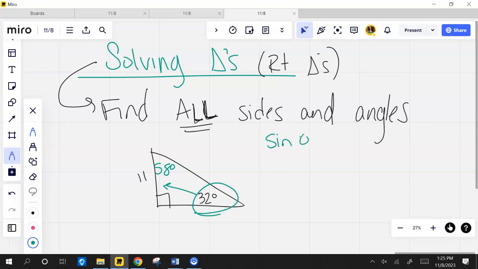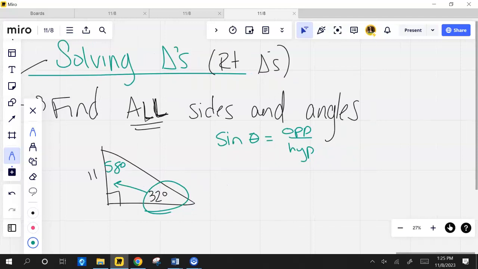Sine of theta is opposite over hypotenuse. And what's the other one that uses opposite? Tangent. Opposite over adjacent.